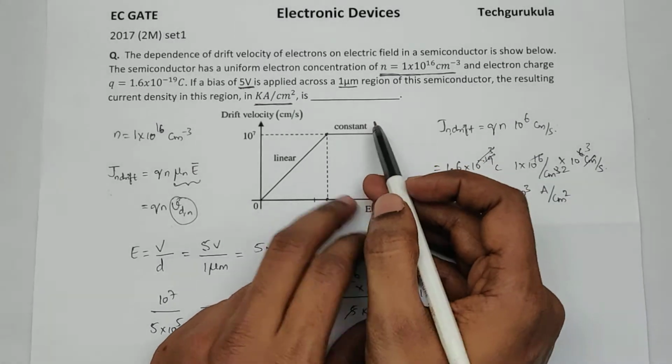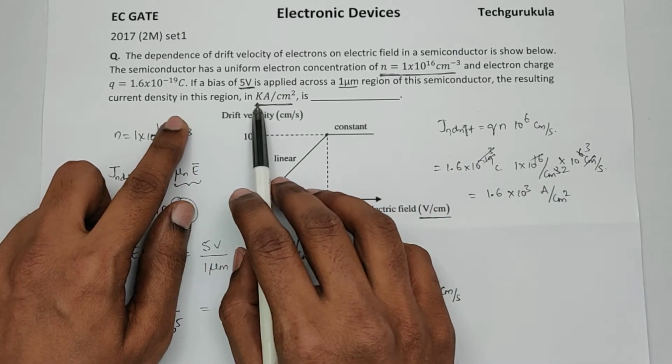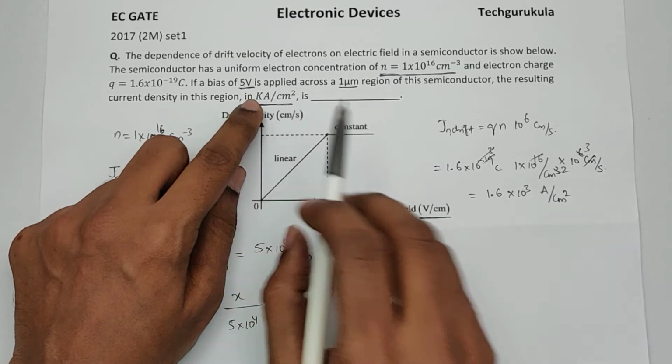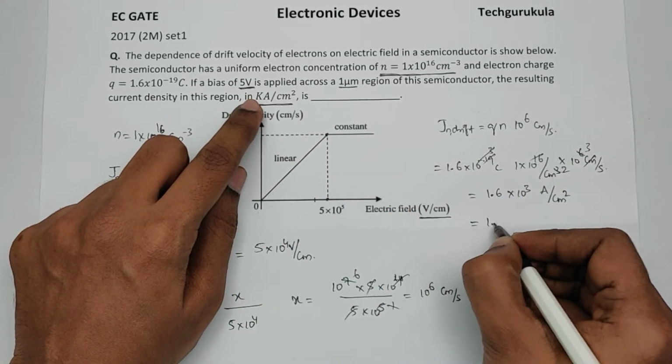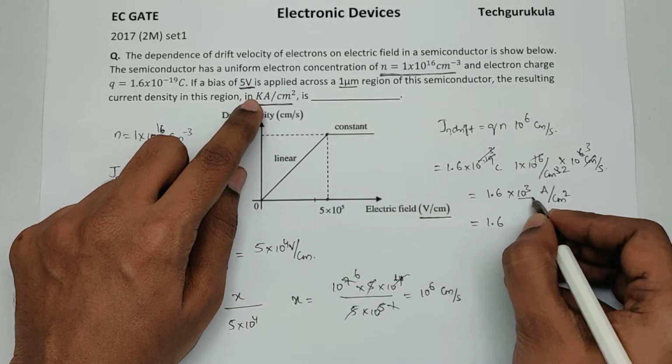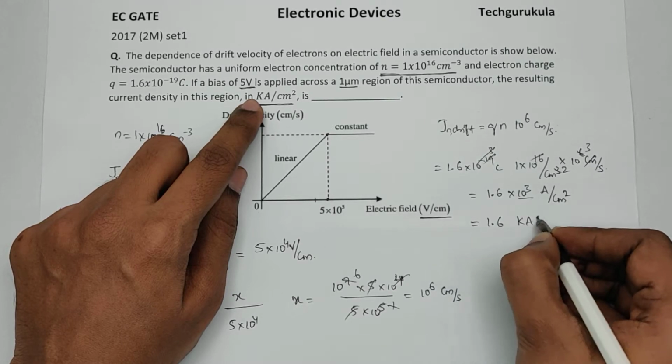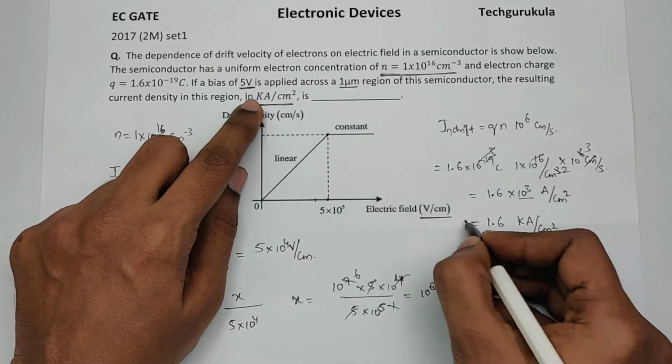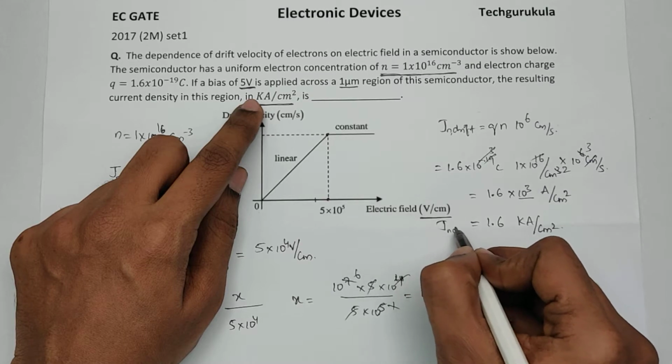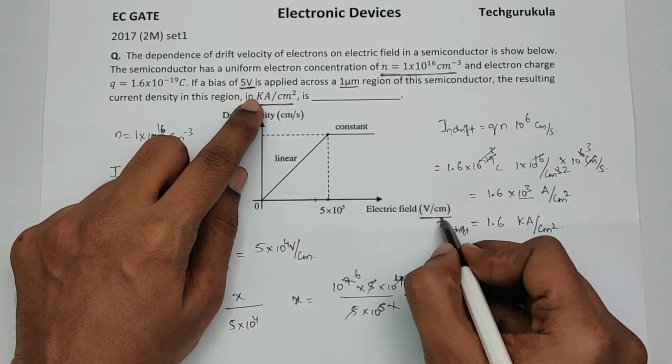Now they have asked for the current density in this region in kiloamperes per centimeter square. So we can write this as 1.6, and 10 power 3 is kilo, so kiloamperes per centimeter square. This is the Jn drift.